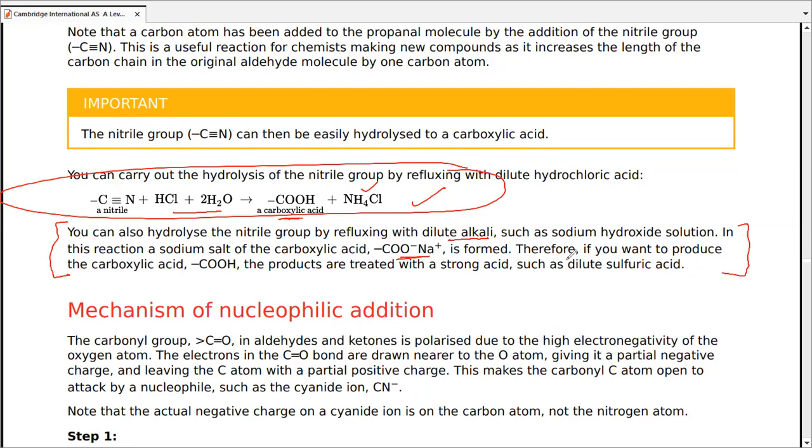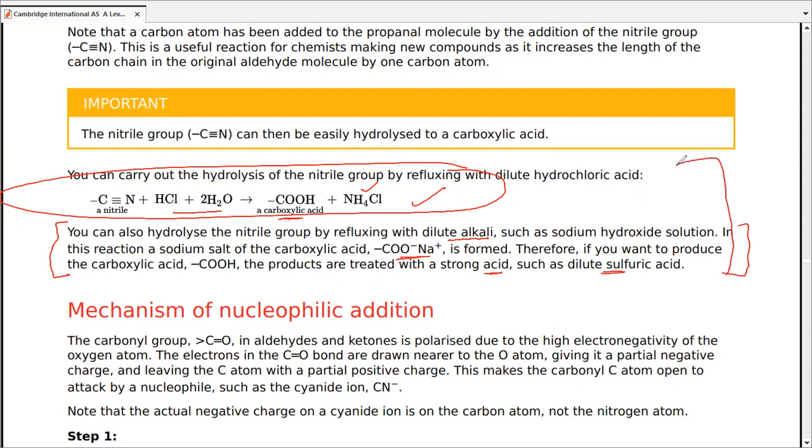So the sodium salt of the carboxylic acid. If you want to produce the carboxylic acid, the products are treated with a strong acid, such as dilute sulfuric acid. You can again convert it into a carboxylic acid. How? Treat it with a strong acid, and this would be converted into a carboxylic acid. The sodium would be easily replaced because of the presence of a strong acid. This is an extra step. Even after getting the sodium salt of the carboxylic acid, you can still convert it back into the acid by doing this reaction. I hope it gives the idea correctly.